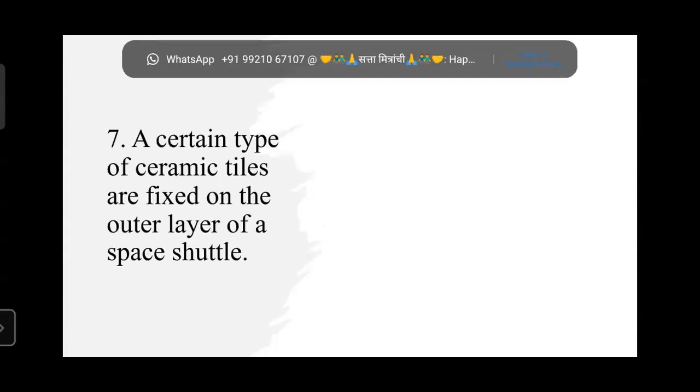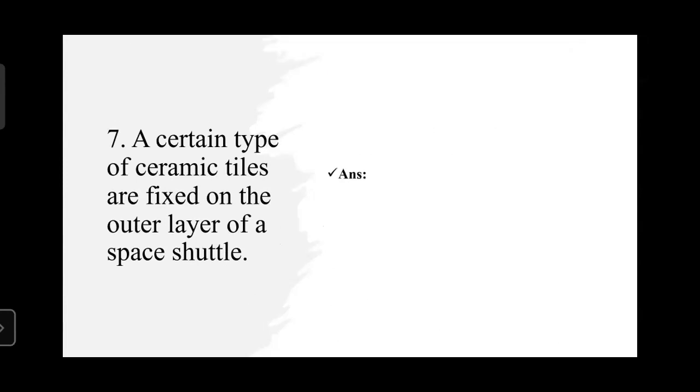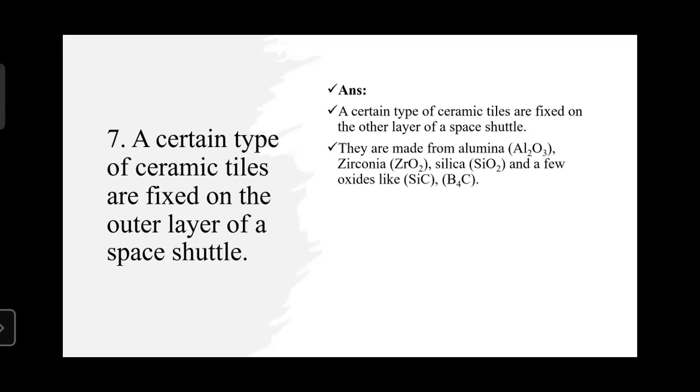Next question. Certain types of ceramic articles are fixed on the outer layer of the space shuttle. Answer. Certain types of ceramic tiles are fixed on the outer layer of the space shuttle. They are made up of alumina, Al2O3, zirconia, ZrO2, silica, SiO2, and a few compounds like SiC and B4C.